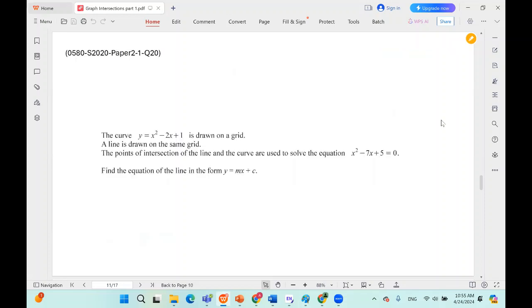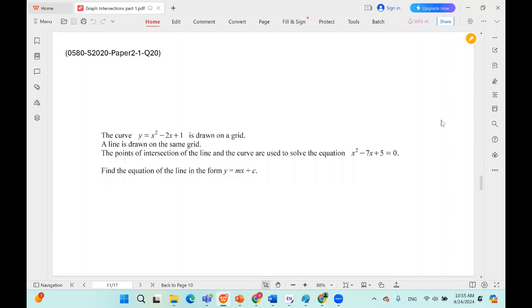The curve y equals x squared minus 2x plus 1 is drawn on a grid. A line is drawn on the same grid. The points of intersection of the line and the curve are used to solve the equation x squared minus 7x plus 5 equals 0. Find the equation of the line in the form y equals mx plus c. So this is the same problem, but in a slightly curved manner.